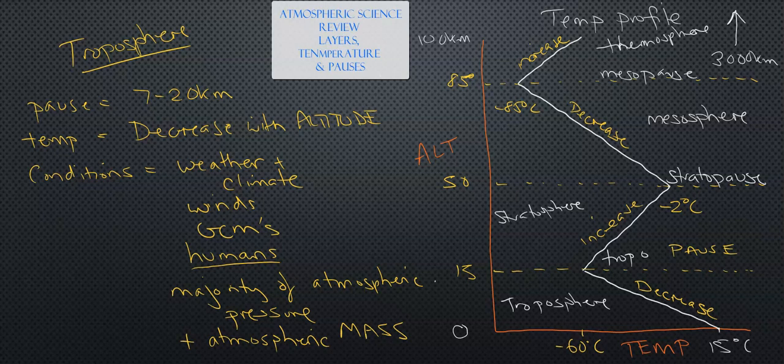And we have the majority of the atmospheric pressure and atmospheric mass in the troposphere caused by gravity, and also our human society and everything we do as humans basically is in the troposphere, except for any satellites or the space station, which is in the thermosphere. And the pause can range between 7 kilometers over the polar regions, North and South Pole, up to 20 kilometers over the equator due to the intense heat and rising air over the equator.